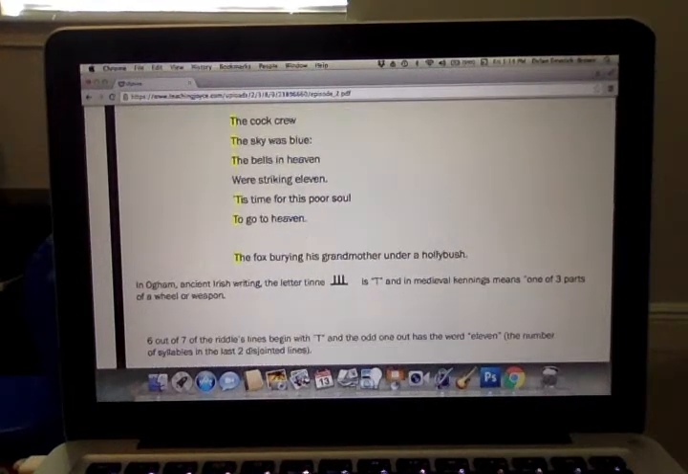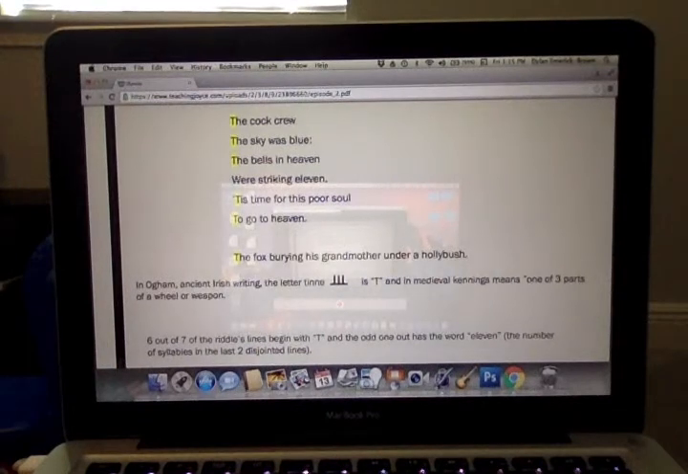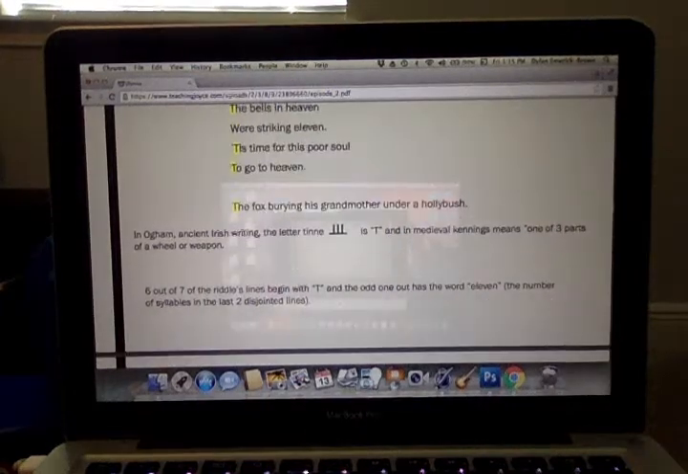You'll also notice the letter T beginning a lot of these lines. Now, this might be a bit of a stretch, but bear with me for a while here. In Ogham, ancient Irish writing, the letter tinne is T, and in medieval kennings means one of three parts of a wheel or weapon. So 6 out of 7 of the riddle's lines begin with T, and the odd one out has the word 11, the number of syllables in the last 2 disjointed lines. Coincidence? Maybe.